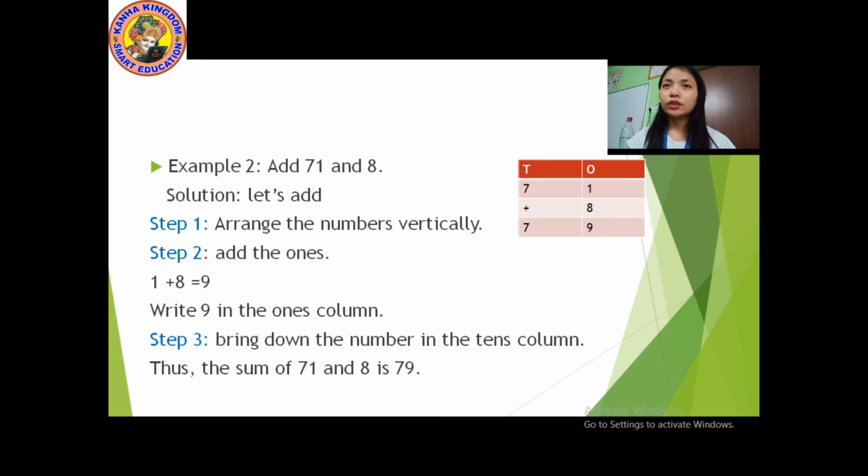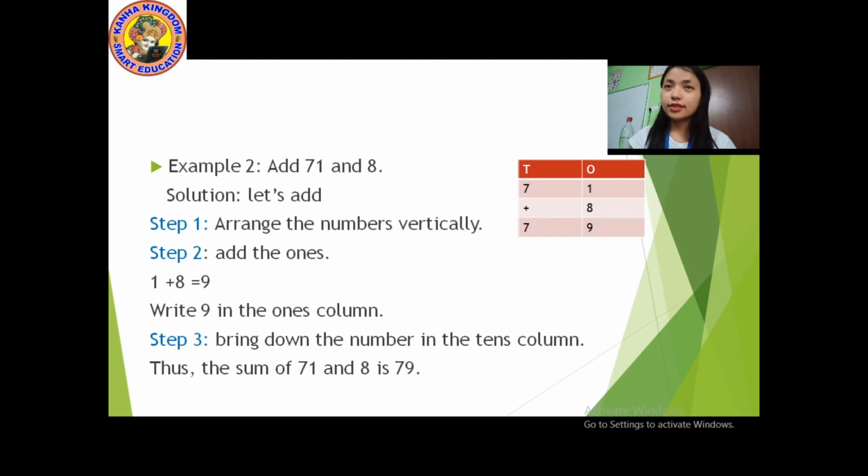Okay student, this is another example of adding a two-digit number with a one-digit number without regrouping. At first we solved one example, and this is the second example. In the second example we add 71 and 8. After adding, at last we come to know that the sum of 71 and 8 is 79, right student?